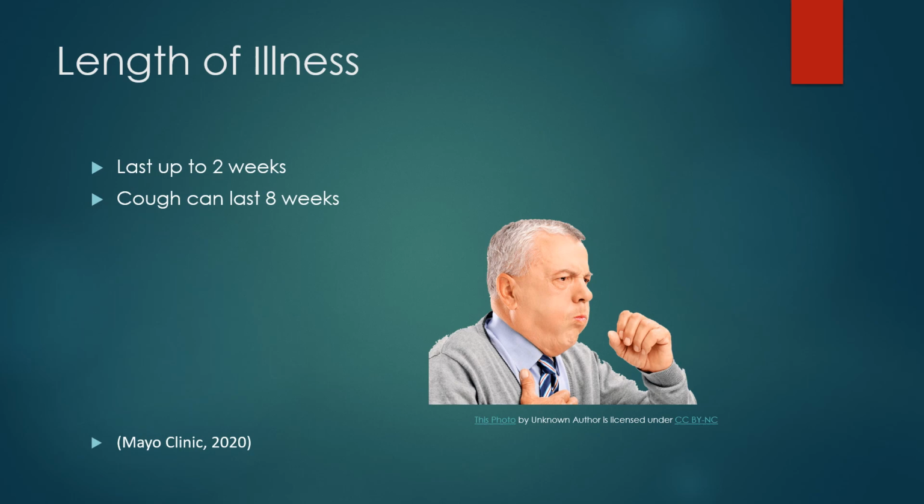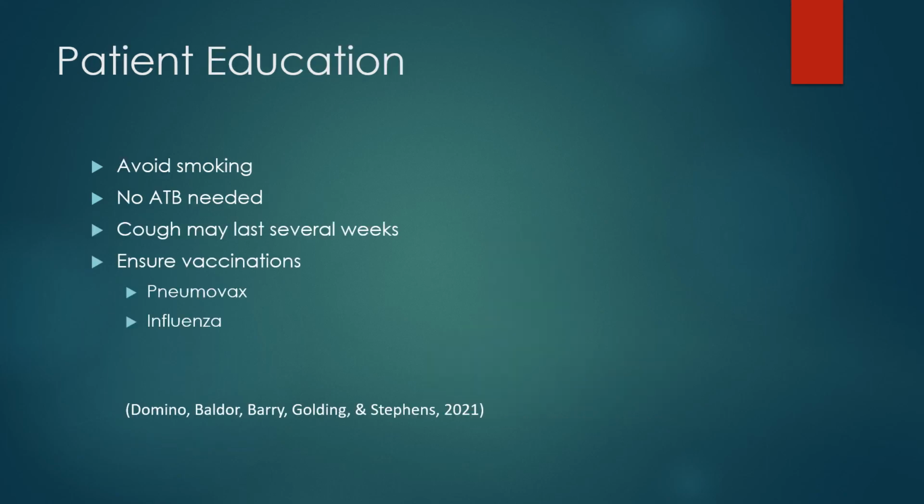The length of the illness can last up to 2 weeks, but the cough can persist for up to 8 weeks. So it's important to let your patients know what to expect, that this cough can linger for a while. Patient education would include avoid smoking, no antibiotics are needed, cough may last up to several weeks, and to ensure that they get their vaccines, such as their pneumonia and influenza vaccine, to help prevent this from happening in the future.